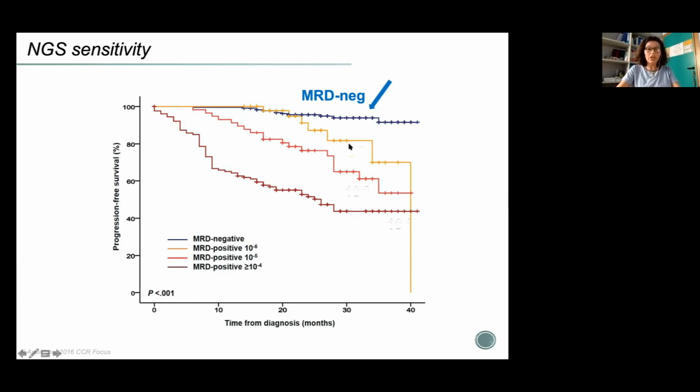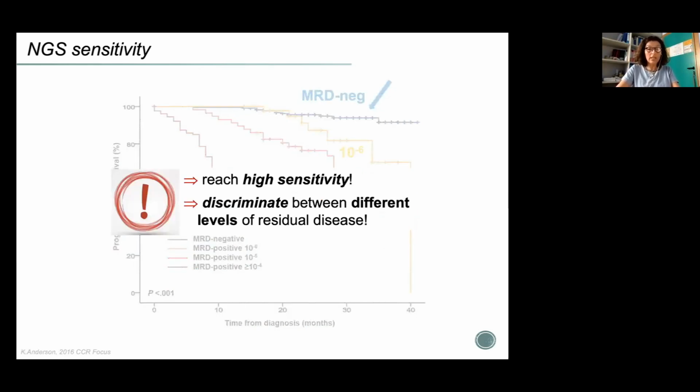In fact, MRD positive patients stratify according to the quantity of residual disease, with patients with a residual disease in the range of 10^-4 doing significantly worse than patients with a residual disease in the range of 10^-5 or 10^-6. Thus highlighting the importance both of reaching high sensitivity and of being able to discriminate between different levels of residual disease.